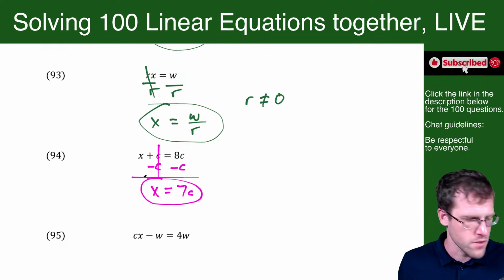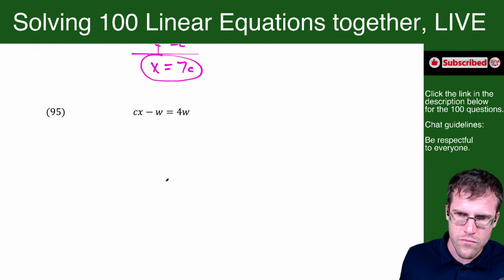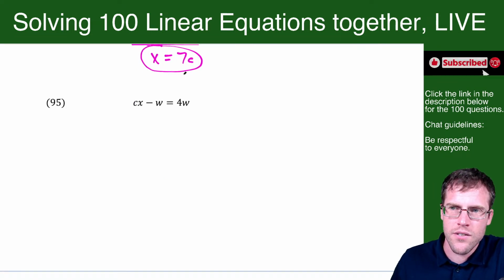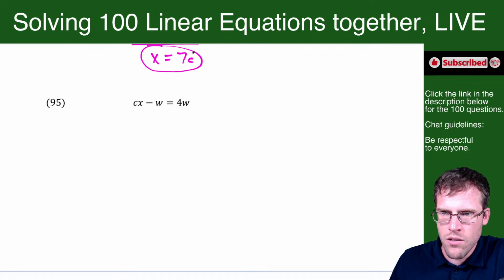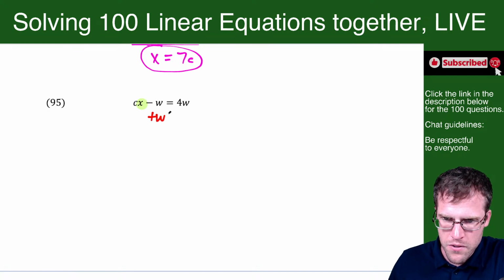Okay, so x equals 7c is 94. All right, 95. Solving for x. So now it's getting a little more complicated, but x is over here. So we just move everything away from it. So plus w first.